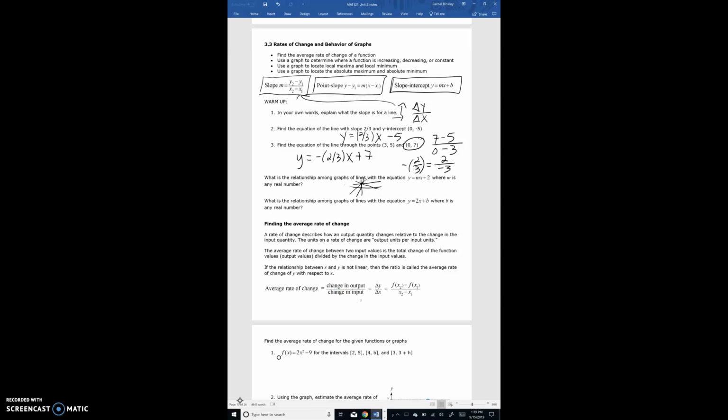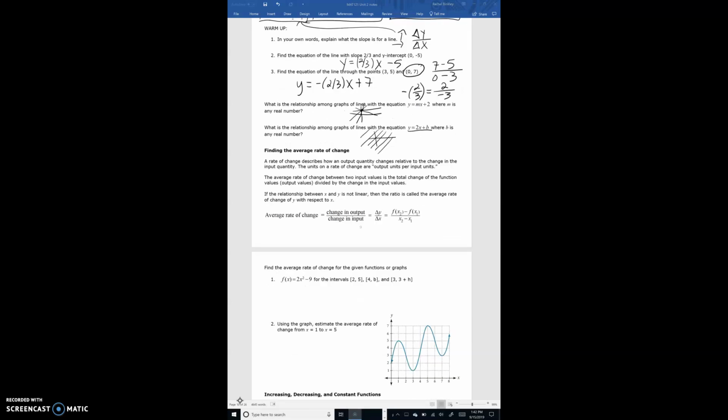And down here, what is the relationship among graphs with the equation y equals 2x plus b, where b could be anything here? These are all going to be parallel lines. If they all have a slope of 2, they're all going to be parallel, but they could go through any other points. They just have the same slope.